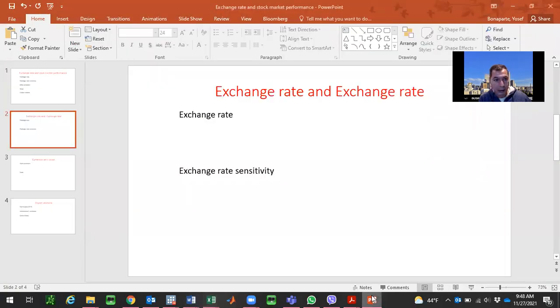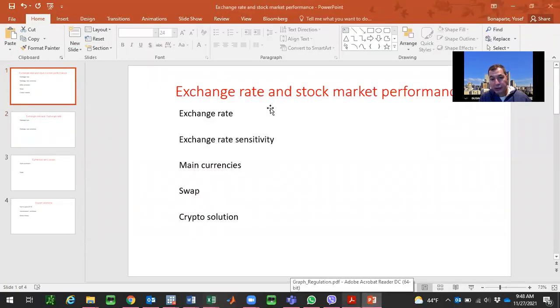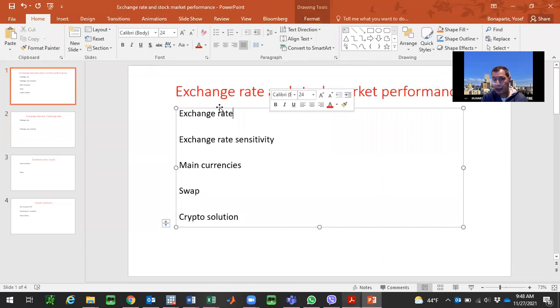Now here's the outline of today's class. It's very, very hard, the class today, really hard. So what I really hope is that you start working on this week's assignment early, not wait till Tuesday. So we're going to talk about exchange rate sensitivity, main currencies, swap, and crypto solution.